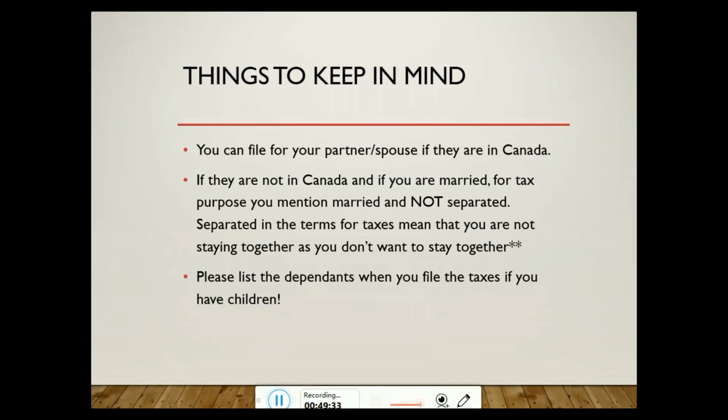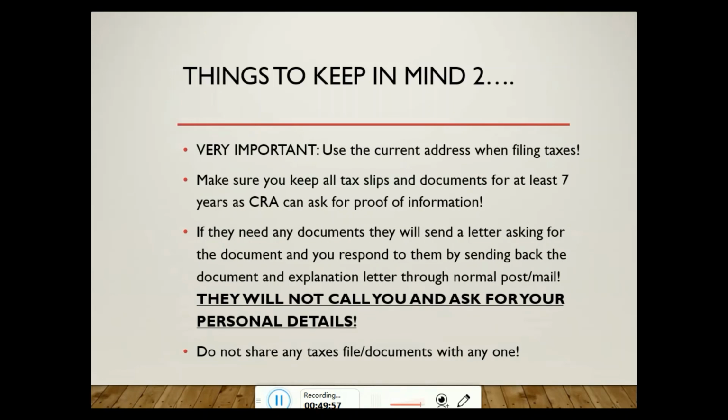Things to keep in mind: you can file for your partner, spouse if they are in Canada. If they are not in Canada and if you are married, for tax purposes you mention married and not separated, as I highlighted earlier. Separated in term for taxes means that you are not staying together, as you don't want to stay together. And please list the dependents when you file the taxes if you have children. Another thing, use the current address when filing taxes, because again, you need to make sure that whatever refund or checks are sent out, you get it.